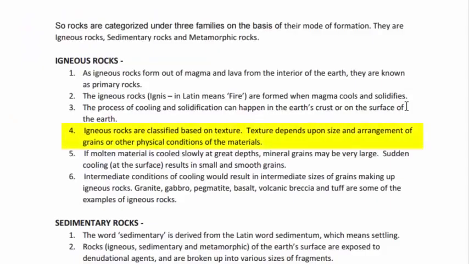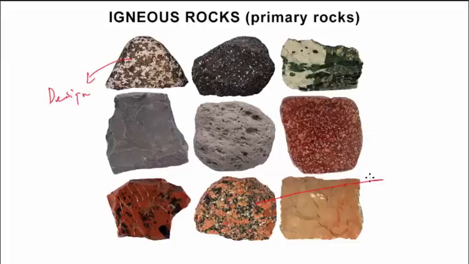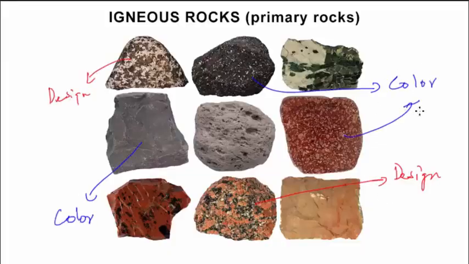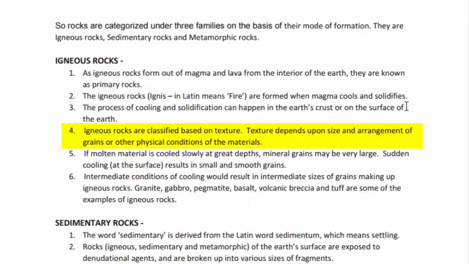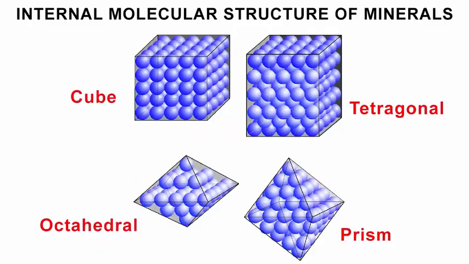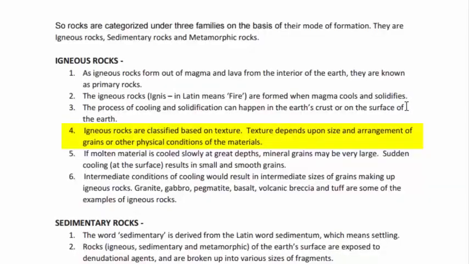Igneous rocks are classified based on texture. When we say texture, we mean something like this. Look at the color as well as design pattern. And this texture depends upon size and arrangement of grains or other physical conditions of the materials. So if you remember, while reading about physical properties of minerals, there we read that the external shape depends upon the molecular arrangement of crystals within. So rocks are these tiny soil debris packed together, and depending upon these debris, the color of the grains, overall external look will be dependent on it.